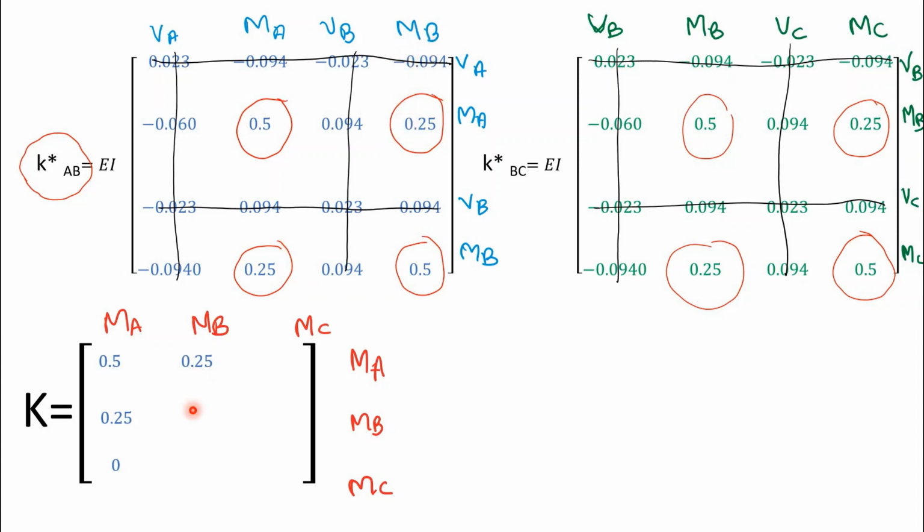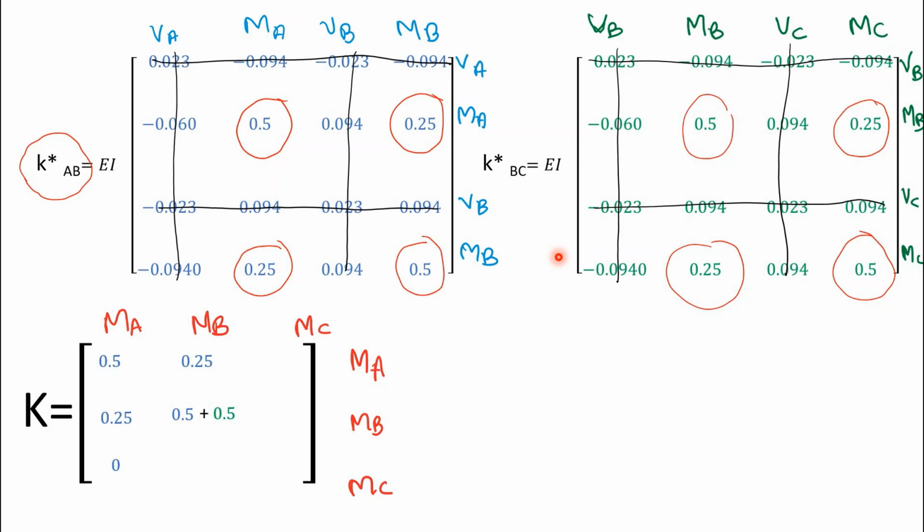Now the next value is corresponding to MB, MB. So look at this. In case AB, we have MB, MB 0.5. And in case BC also, we have MB, MB, that is also 0.5. Okay. So what we will do is add up both the values, the value from case AB and the case BC value corresponding to MB, MB. So we will get 0.5 plus 0.5. Okay. Now moving to MB, MC. Here, MC is not there in case AB.